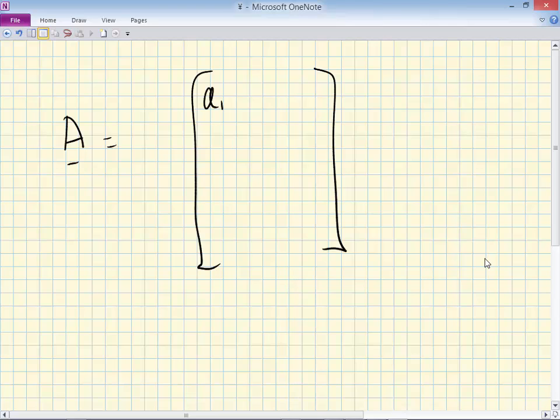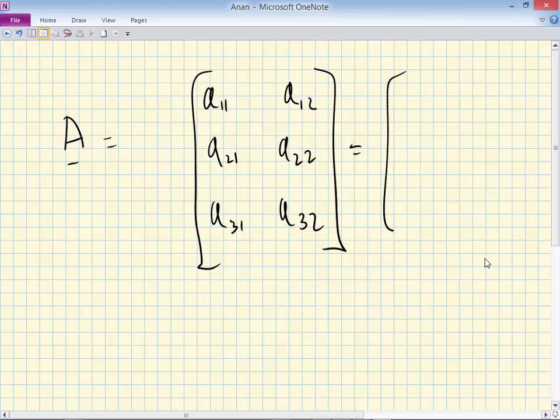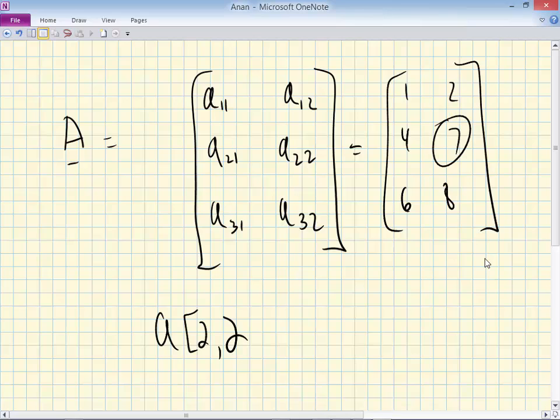Usually we would call this A11, this one A12, A21, A22, A31, A32, where those are the coefficients. So if this matrix is equal to 1, 2, 4, 7, 6, 8, for example, then A22 is equal to 7. That's how we would denote the various coefficients of a matrix.